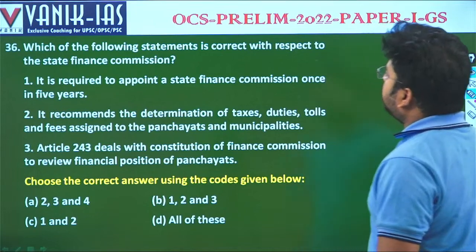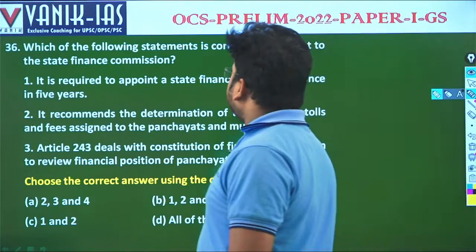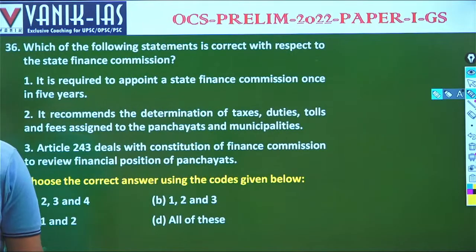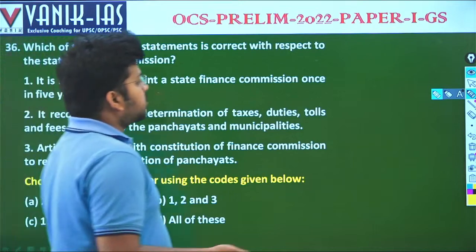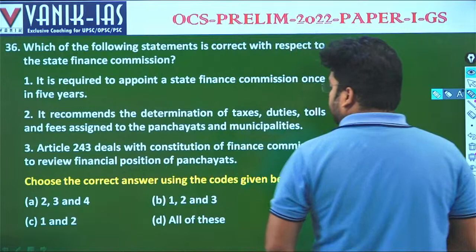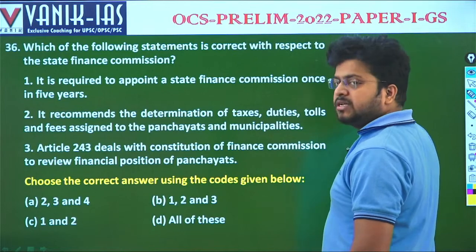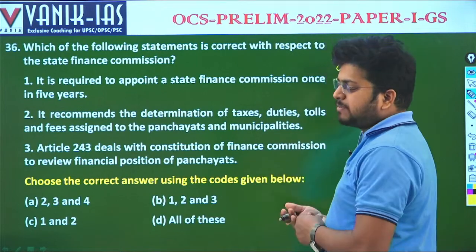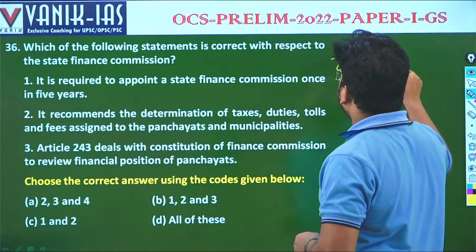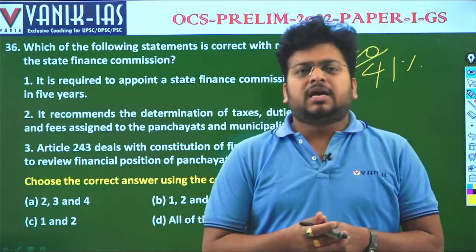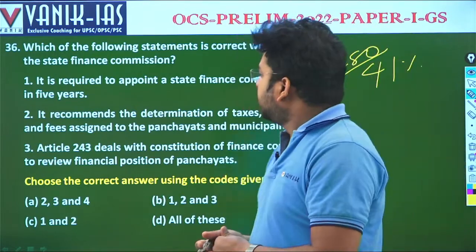Which of the following statements is correct with respect to the State Finance Commission? It is required to appoint a State Finance Commission once in 5 years. Yes, right. The 73rd and 74th Constitutional Amendments gave the State Finance Commission. Like, for example, the Finance Commission under Article 280 recommends how much tax is to be given to the states by the central government. For example, according to the 15th Finance Commission, it is 41% of tax. So if the central government gets 100 rupees, they have to give 41 rupees to the state governments.